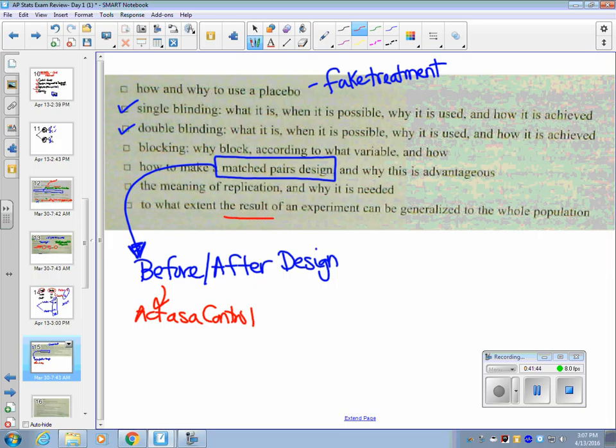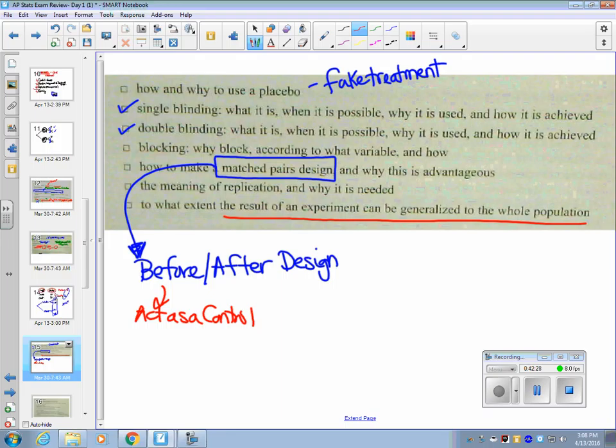To what extent can the result of an experiment be generalized to a whole population? What do they mean when they say that? What do you think they're referring to? Yes, obviously the amount of bias you have is going to affect that. It also has to deal with populations. Like if we're talking about students at Stonewall Jackson High School and we do an experiment on them, would it be fair to say that my results from Stonewall are true for all students everywhere in the world? Why might that not be something I could do?